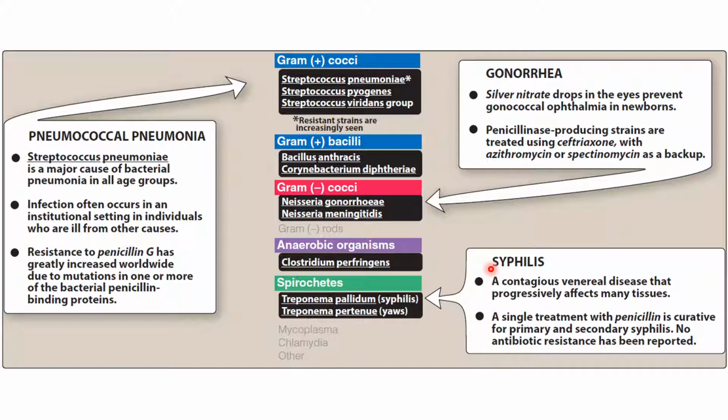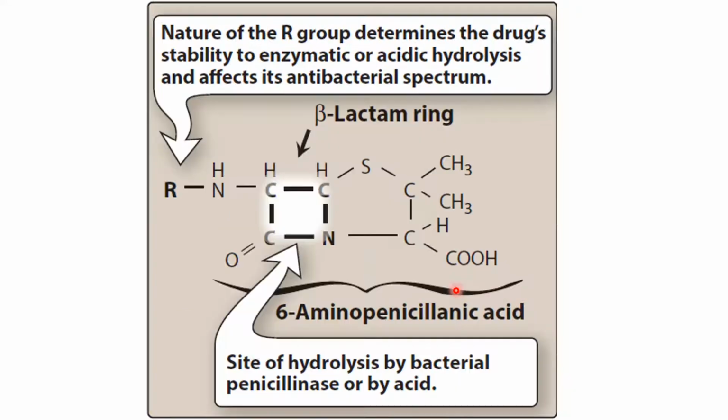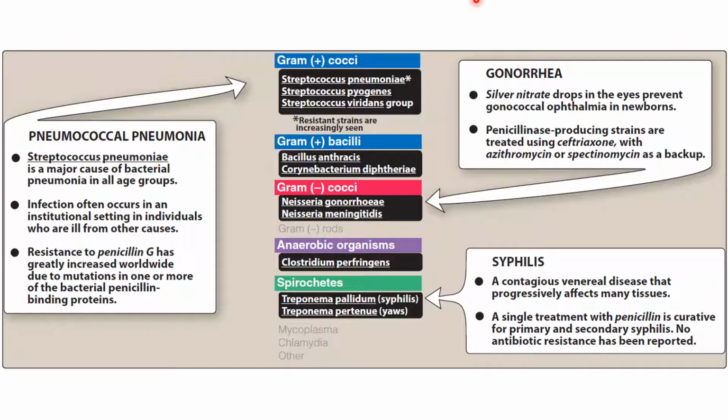Then that is the antibiotic spectra for the natural penicillins. Natural penicillins include only two: penicillin G and penicillin V. After the lecture, learn this by heart: gonorrhea, pneumonia, syphilis, and all these organisms, the bacilli, cocci, anaerobes, and spirochetes.